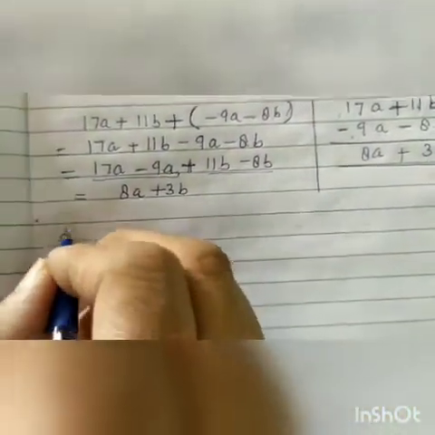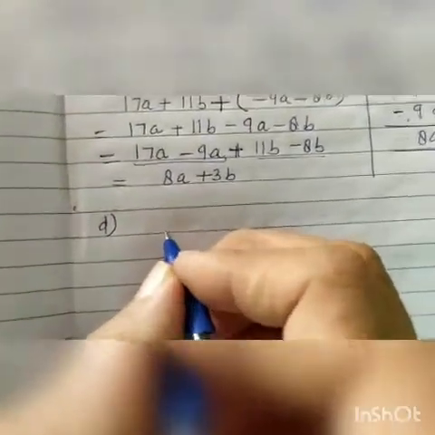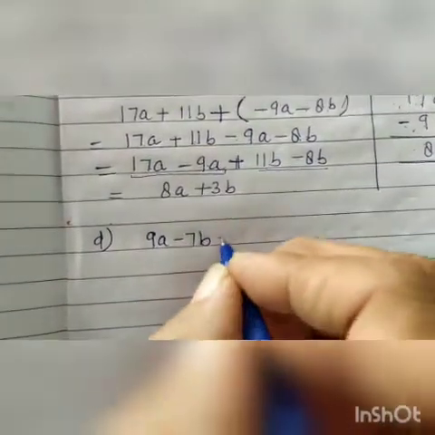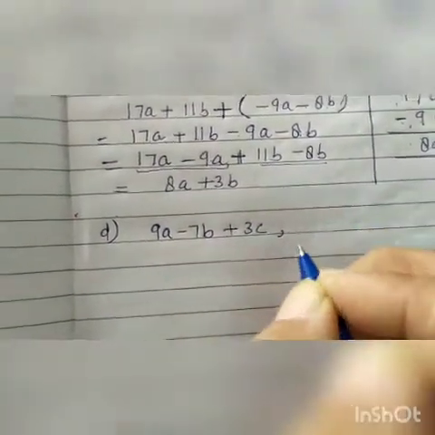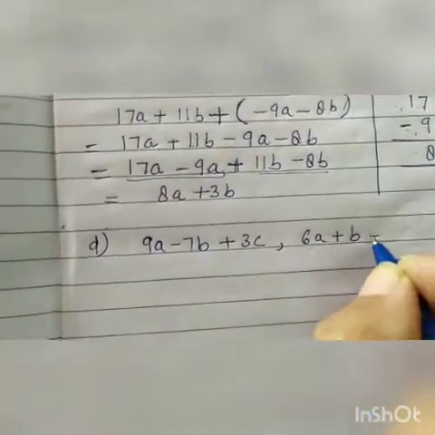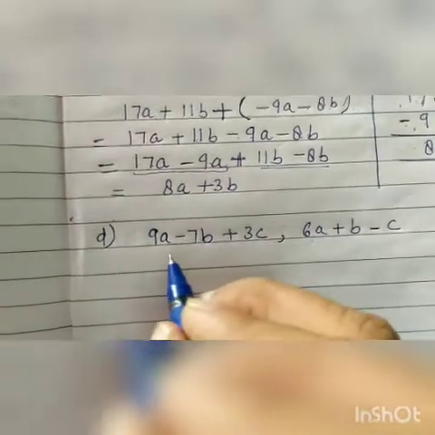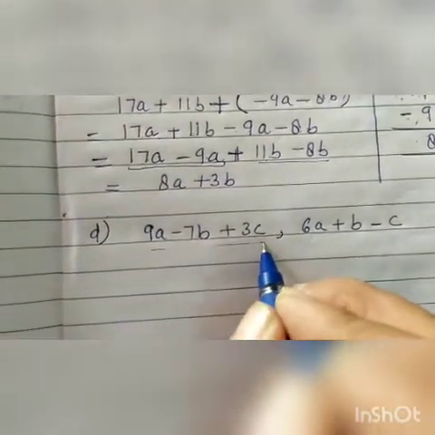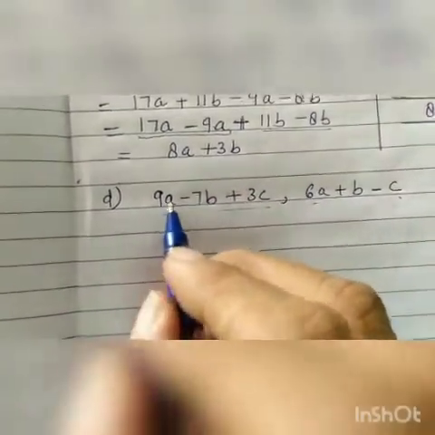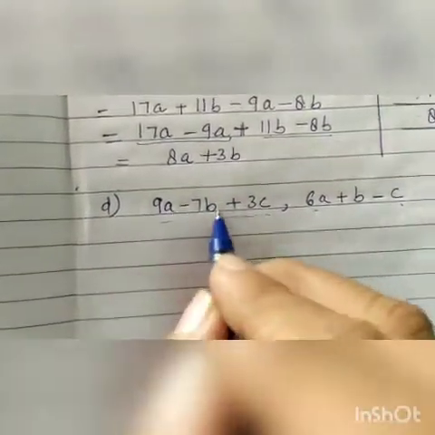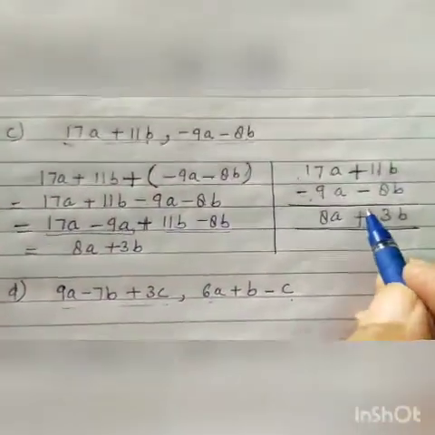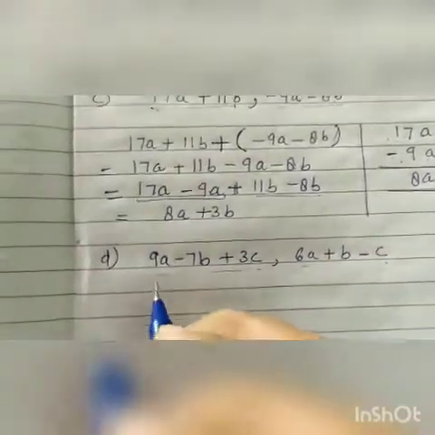Now come to the D part. The D part is 9a minus 7b plus 3c, then a comma, 6a plus b minus c. Again there are two algebraic expressions. The first expression is this one and the second expression is this one. This time in one expression there are three terms. So if we solve this question by the column method, how will we do it?